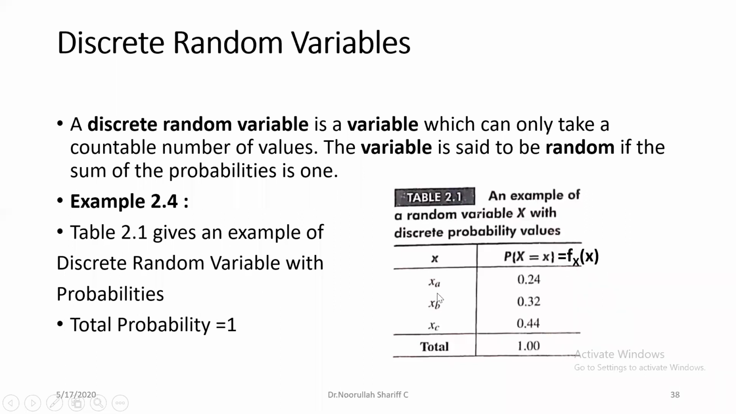So between xa and xb, it will not have any value. Between xb and xc, it will not have any value. Only at xa it has 0.24, at xb it has 0.32, at xc it has 0.44. If you add all this, it will just become equal to 1. So this gives us an example of a discrete random variable with total probability equal to 1.